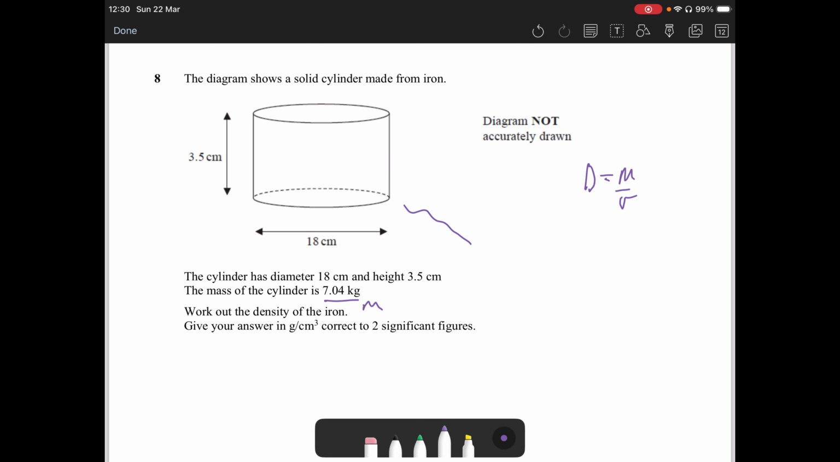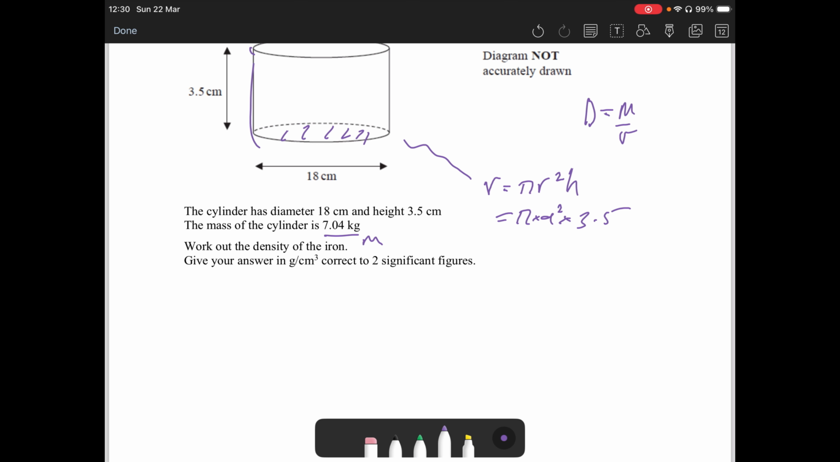Right, this is a cylinder. The formula for the volume of a cylinder, because it's a prism, any prism, you do the area of the cross-section. In this case, it's the circle, so pi r squared, multiplied by the length across here, which is h. So in this case, radius is 9 because it's half of 18, and height being 3.5. So that will give you your volume.